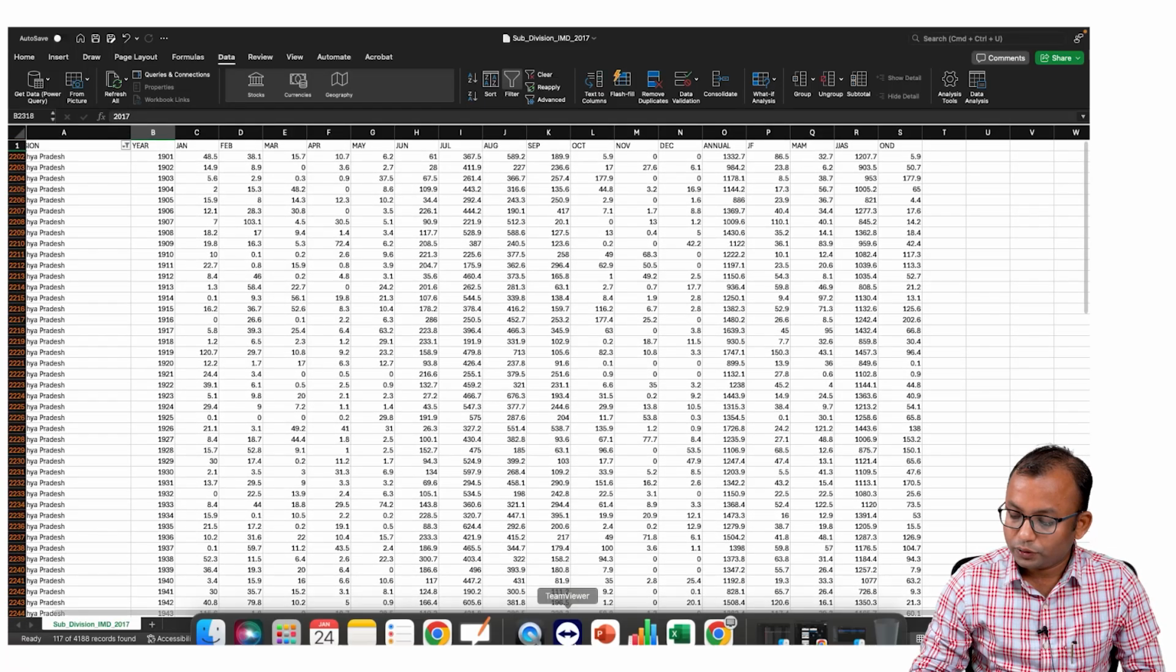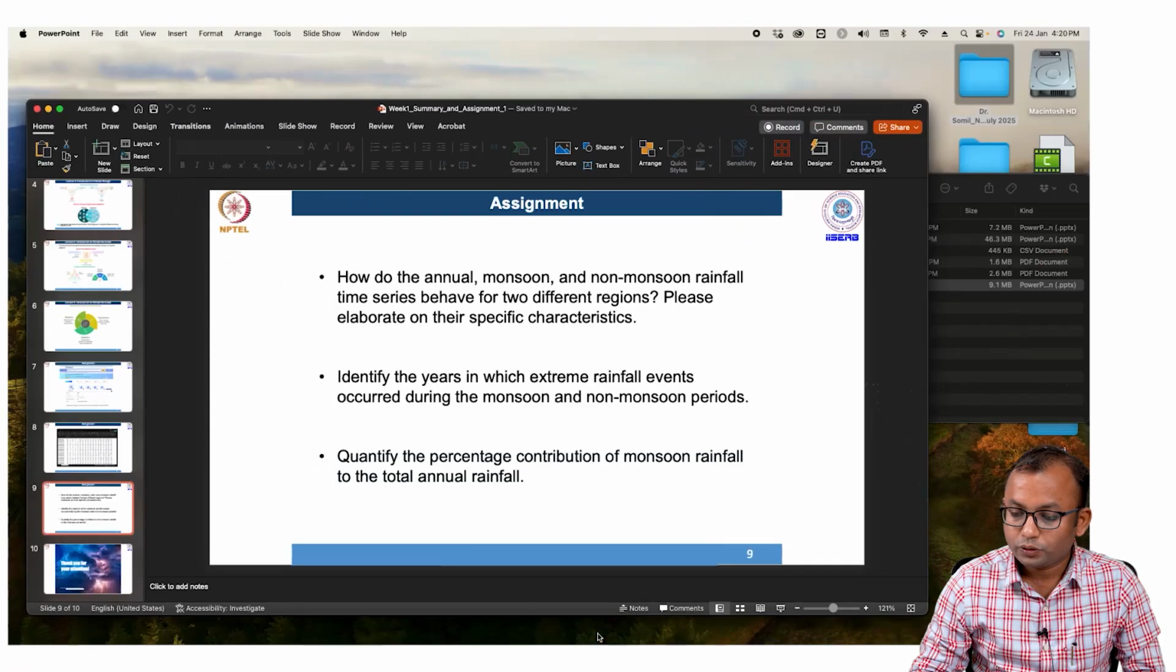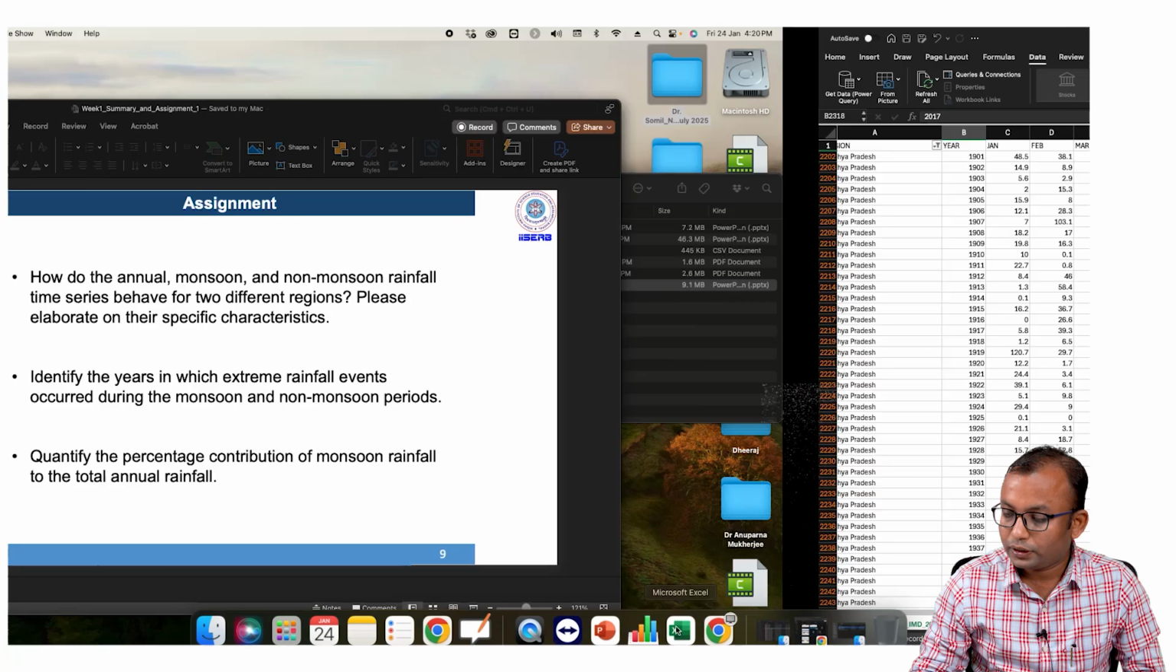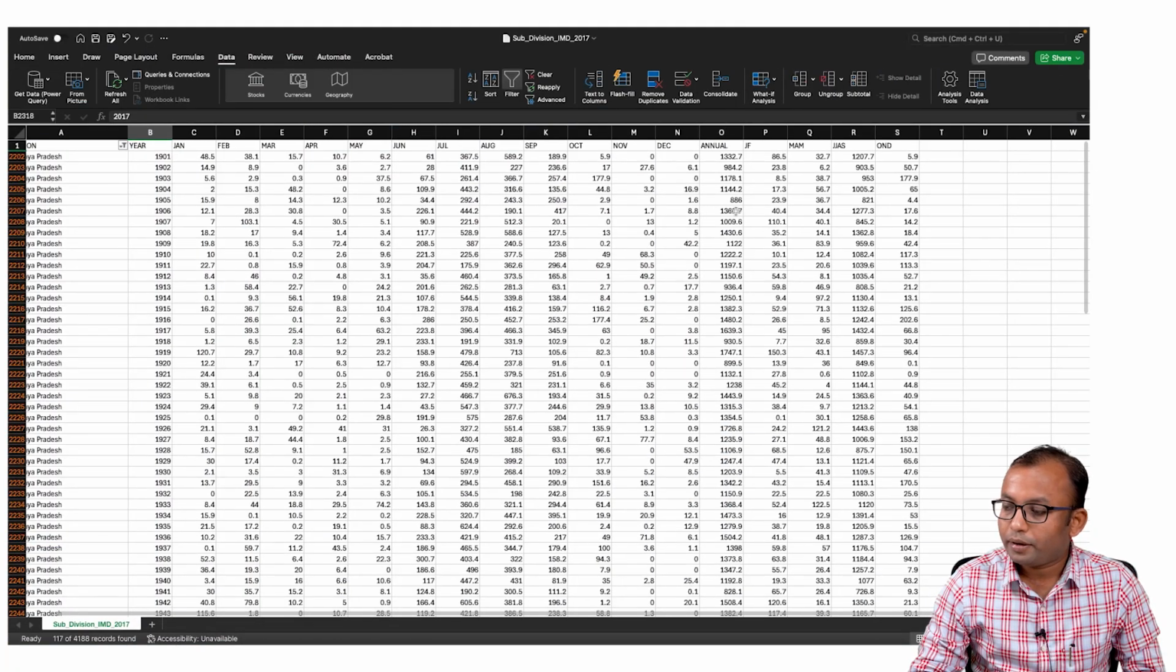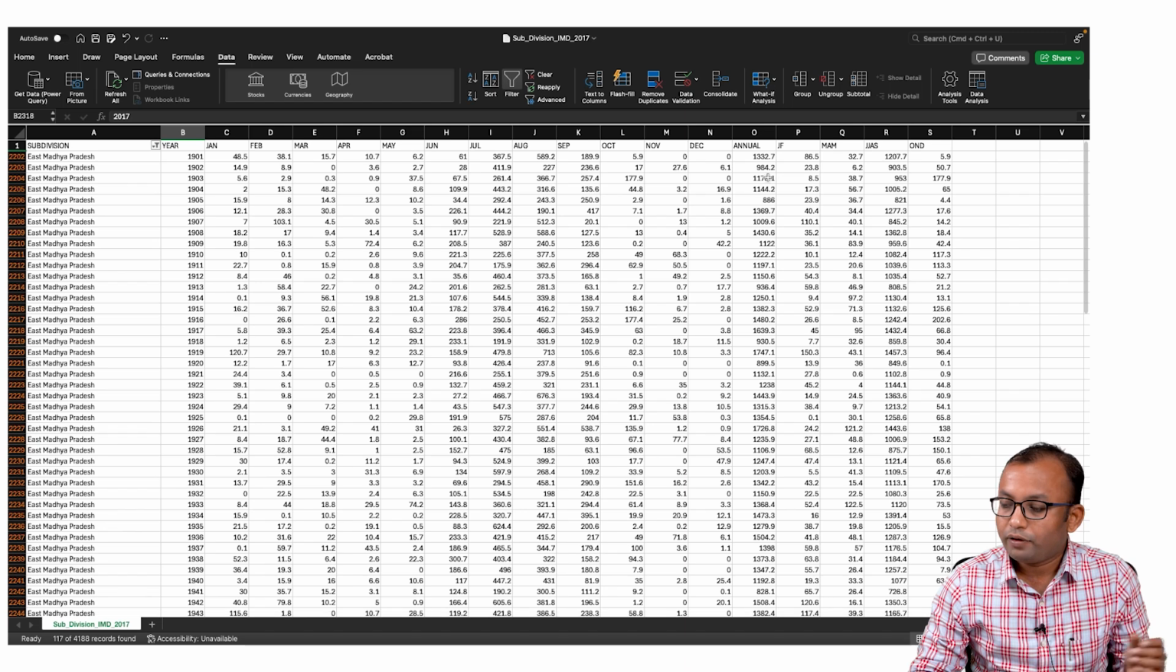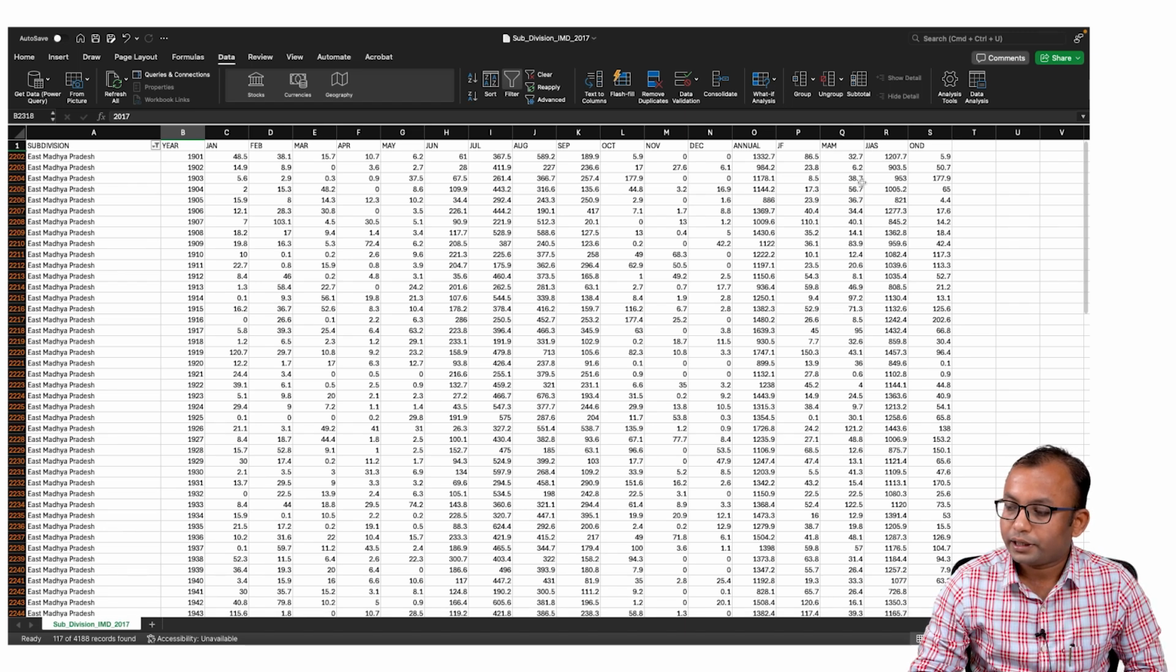Now, the first question to solve is how the annual, monsoon and non-monsoon rainfall varies, behaves in two different regions. So, annual, monsoon and non-monsoon rainfall. In the annual, this is your time series data.